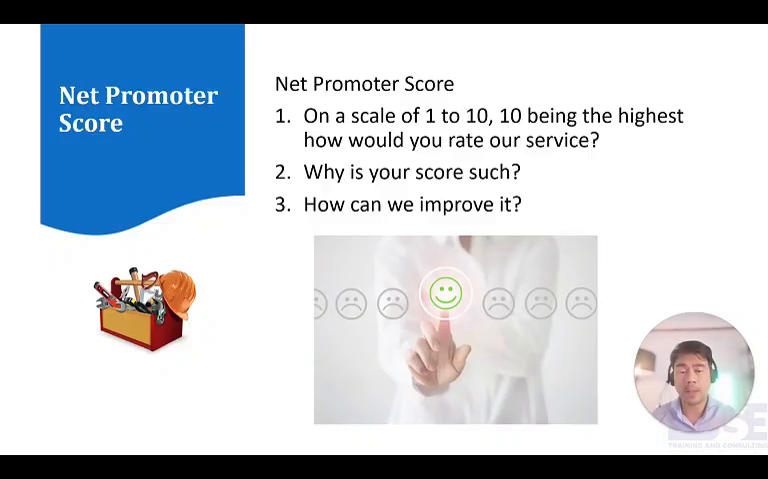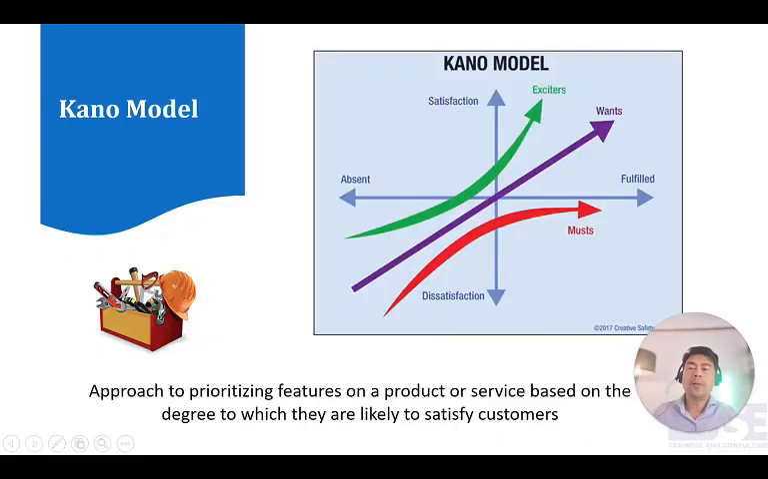On a scale of 1 to 10, 10 being the highest, how would you rate our service? Why is your score such? And how can we improve it? I recall at that time when I was put on the spot to conduct a survey at the end of the meeting, I know the Net Promoter Score, so I immediately set up this kind of questioning at the end of the meeting. We asked our participants on a scale of 1 to 10 to rate the meeting. And then the next question is, why is their score such? And then the third question is how we can improve it. The Net Promoter Score. Another tool that's quite useful is what we call the Kano model.